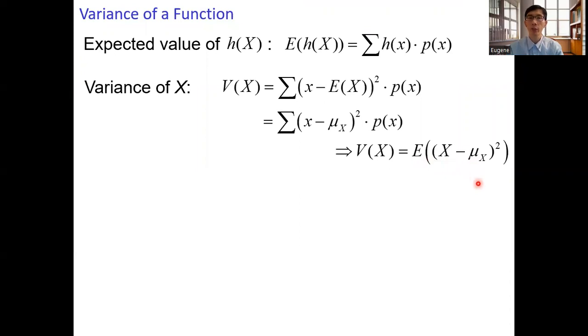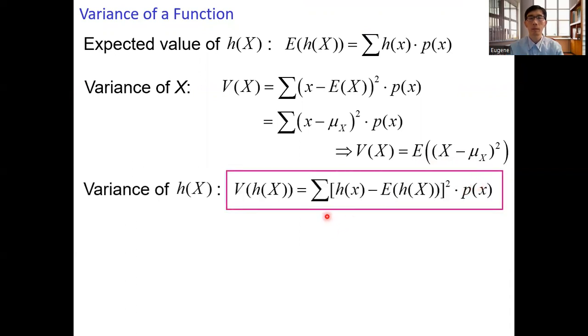How about the variance of h of x? This is equal to the summation of the square of h of x minus the expected value of h of x times p of x. h of x is similar to the x in the variance formula, and the expected value of h of x is similar to the expected value of x in the formula of V of x. And this is the formula in computing the variance of a function h of x.